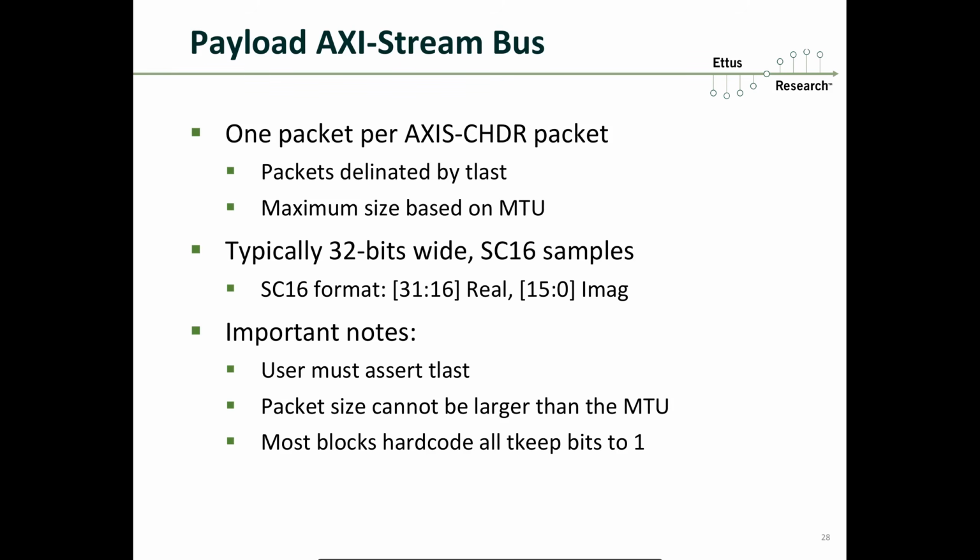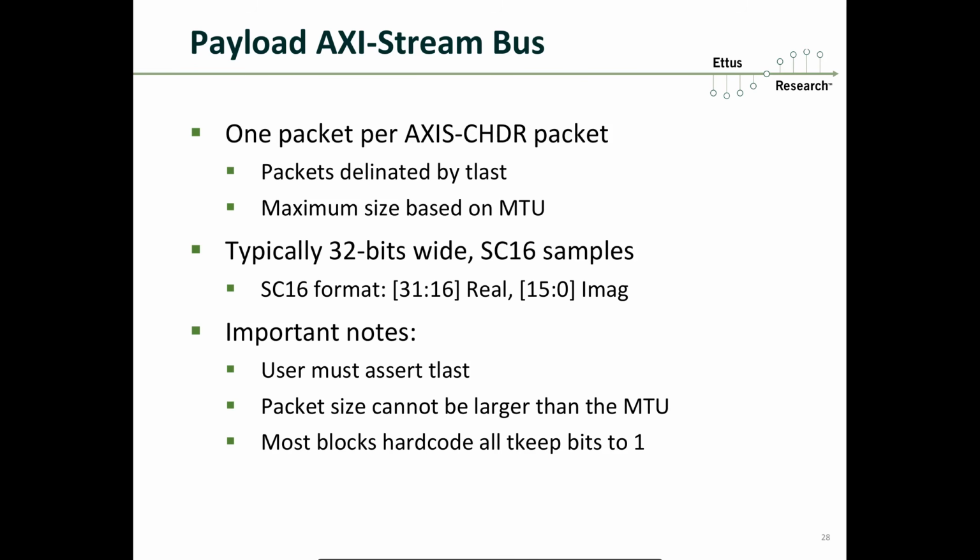And just as a quick overview on the payload AXI-Stream bus, as I said, for every AXI-Stream data packet that comes in, we're going to get one context portion of it and one payload portion of it that's going to come out on those buses. Typically, for pretty much every block right now, the payload AXI-Stream bus is 32 bits wide, and you have SC16 samples coming out. SC16 format, if you're not familiar, for 32 bits wide here, the upper 16 bits are the real portion of the sample, and the lower 16 bits are the imaginary part.